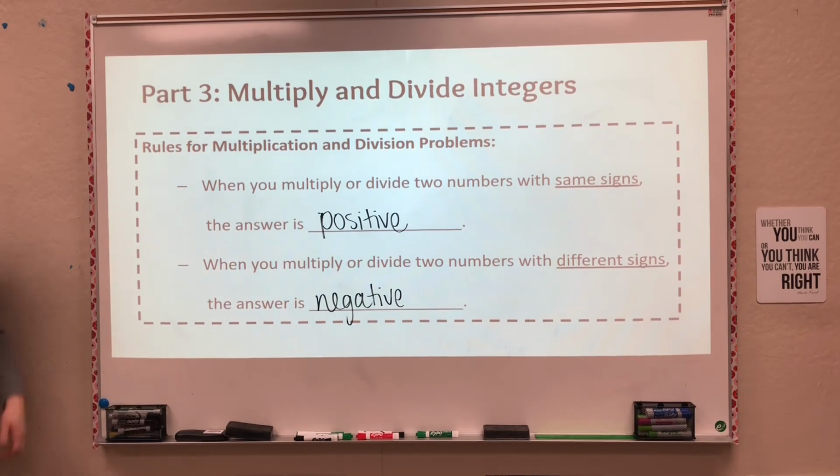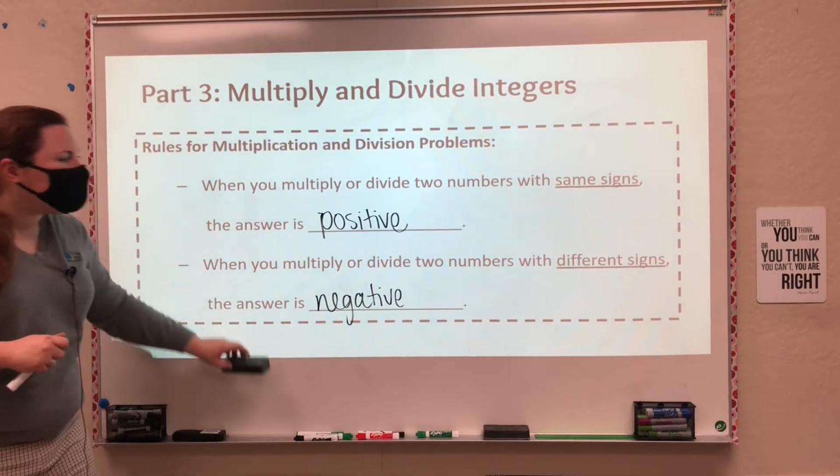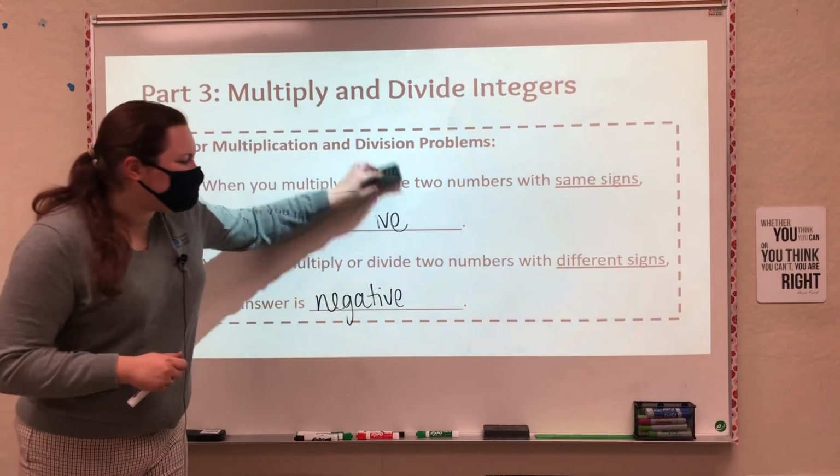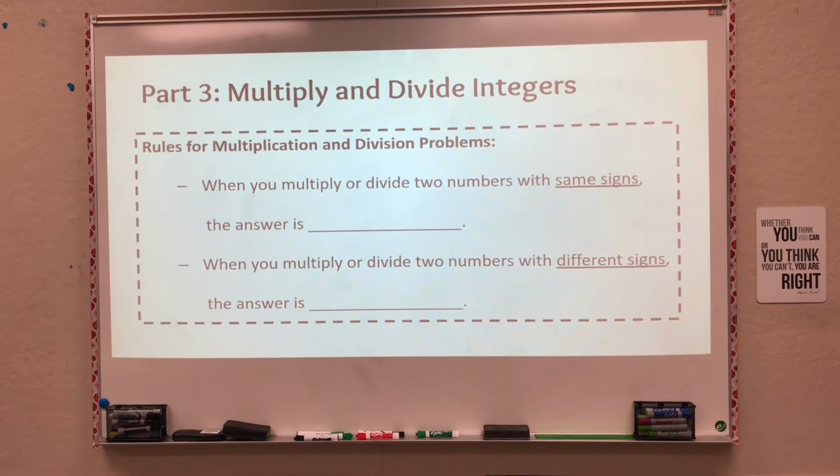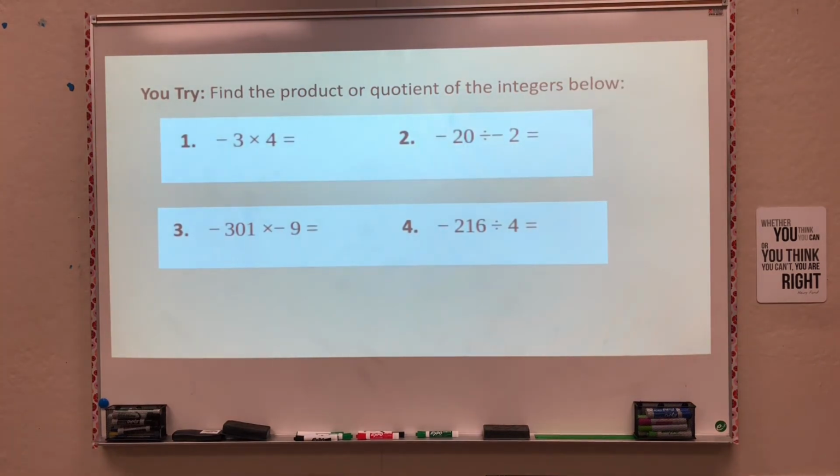I think the biggest mistake students make when it comes to multiplying or dividing is they're still thinking about earlier, the whole look at the sign of the bigger number. You are only doing that for addition and subtraction. For these, it does not matter which number is bigger. If they're the same signs, the answer is positive. Different signs, the answer is negative. So using that information, go ahead and try 1 through 4 for me. We'll talk about 5, 6, and 7 in a moment.